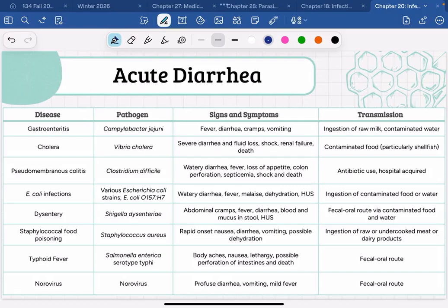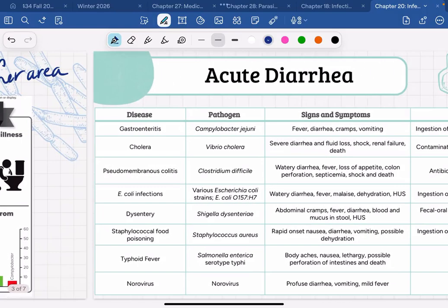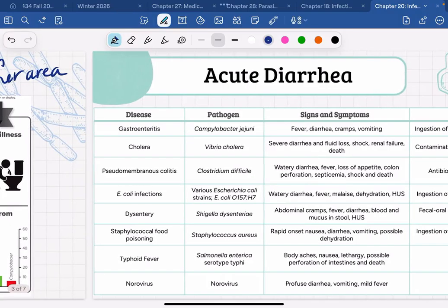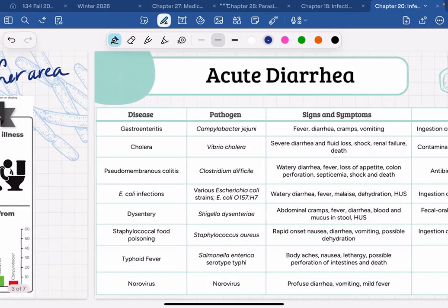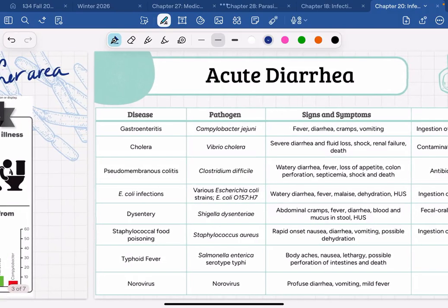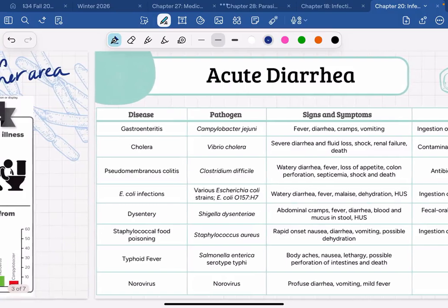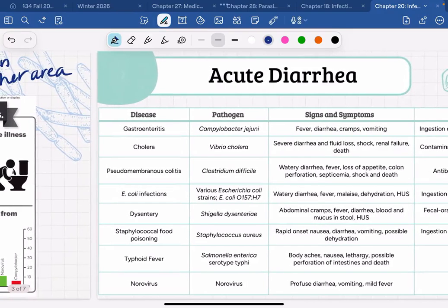Okay. Now our first one, the disease is called gastroenteritis, right? And that just means inflammation of your gastrointestinal tract. And the pathogen for that is Campylobacter jejuni. Now Campylobacter jejuni causes fever, diarrhea, cramps, vomiting. We're gonna see that a lot, right? Fever, diarrhea, cramps, vomiting. Those are symptoms of a lot of these.